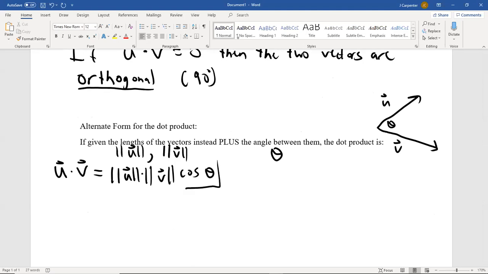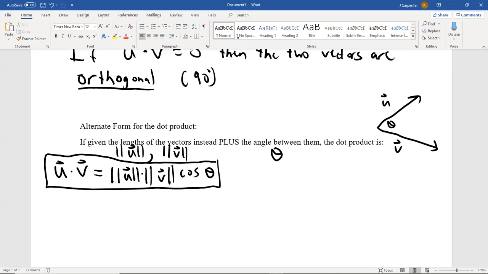So this is an alternate form to the dot product. And you can actually get that formula by forming some right triangles out of this, because this is the length of u, this is the length of v. I'll leave that up to your imagination. Maybe it's an extra little project for you. Dig it up online, how that formula is derived.